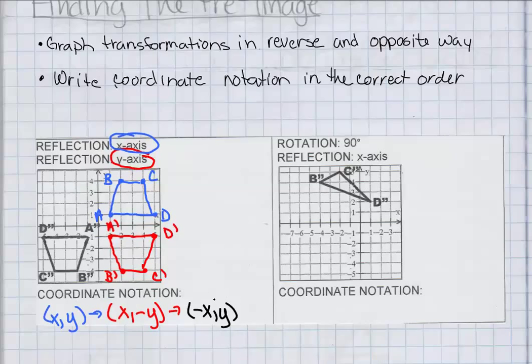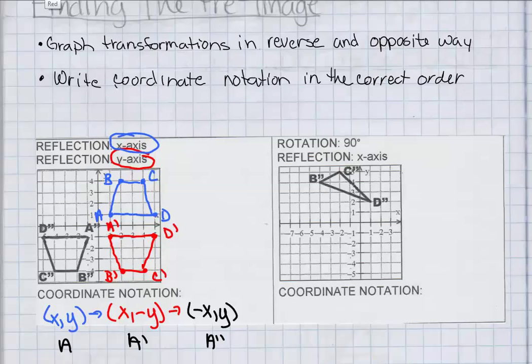So this is in the order that the transformation was actually performed. This should be just your regular letters. This one should be your prime letter, and this one should be your double prime letter. So that's what it means by writing coordinate notation in the correct order.